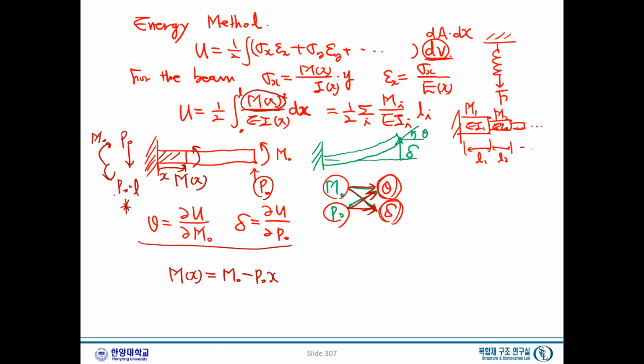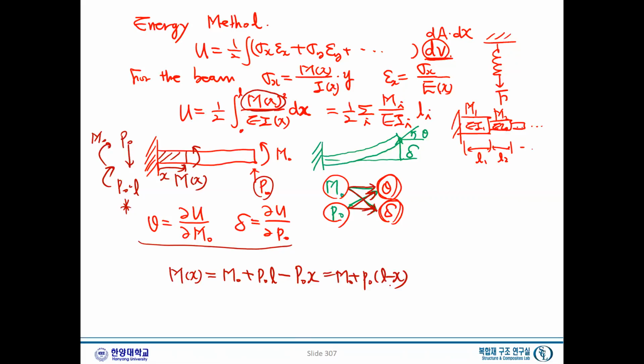Okay, so the directions, we always need to be careful about the direction. This is the direction, P0 times L. So I will rewrite this term first, plus P0 L minus P0 x. That is the moment as a function of x. And the moment is M0 plus P0 (L minus x).